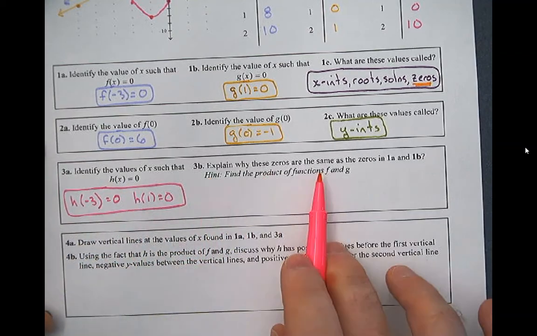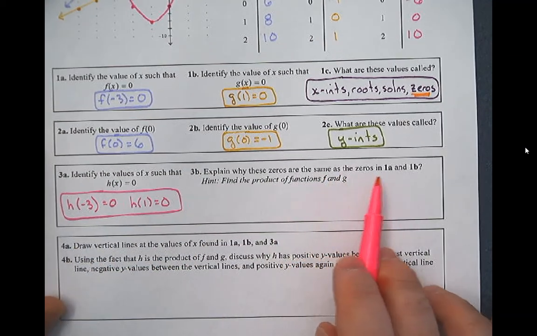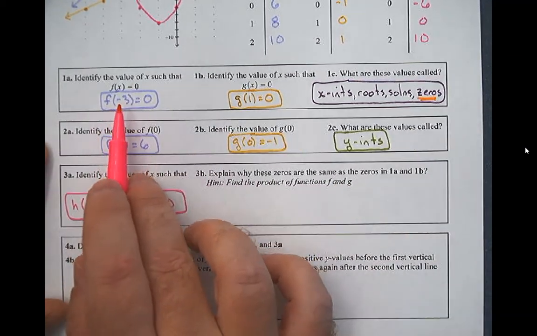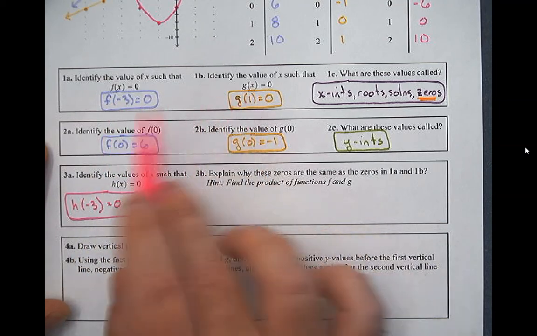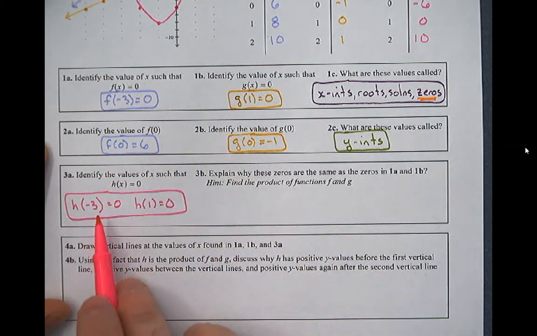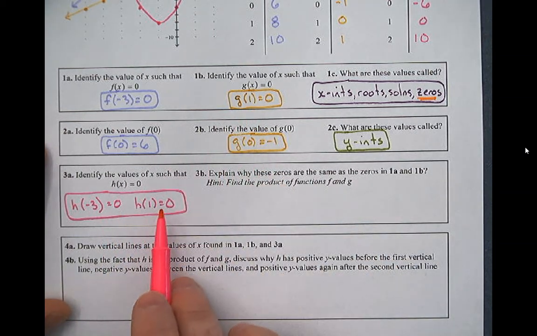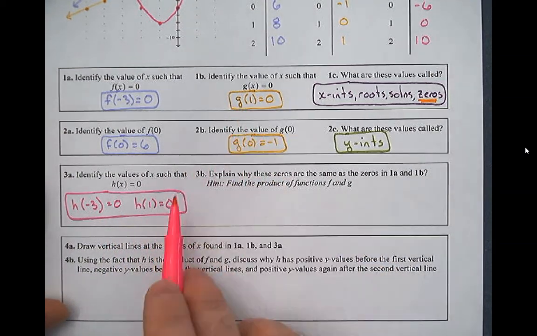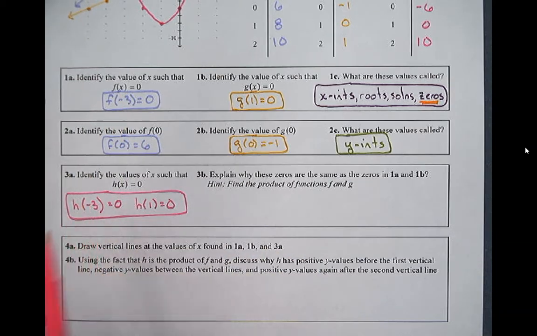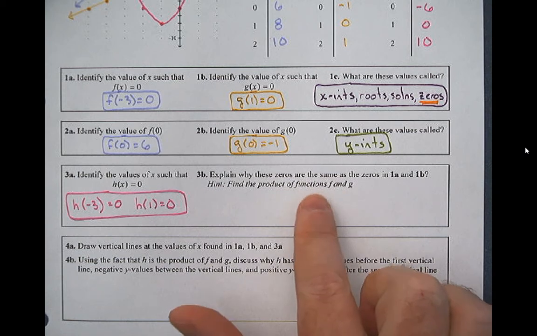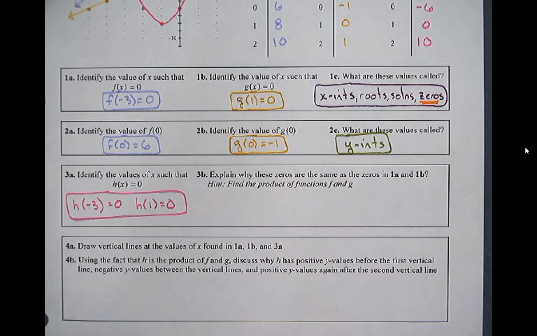Explain why these zeros are the same as the zeros in 1a. Whoa, wait a minute. In 1a and 1b, I got that f of -3 was 0, and we got that same for h. And then g of 1 was 0, and we got that same for h. G and h shared a 0, f and h shared a 0. Why would this be? Well, there's a hint here. Find the product of the functions f and g. So let's do that first.